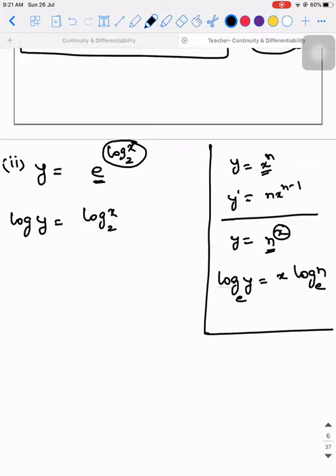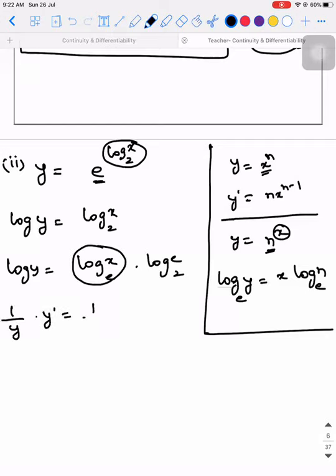Yes, sir. So 1 by y into y dash is equal to this log x base 2. Again, see, this log x base 2, can I again write it as log x base e into log e base 2? Can I write it like this? Yes, sir. So differentiating both sides, 1 by y into y dash is equal to, what is the derivative of log x? 1 by x, into 1 by log e base 2. So y dash will be equal to y divided by x into log e base 2.